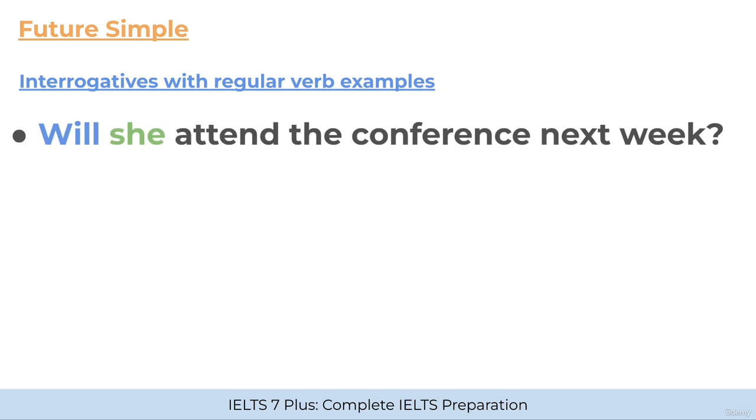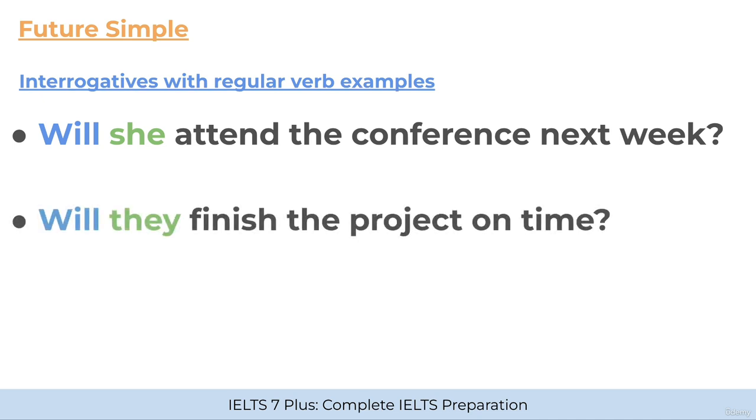Examples now. Will she attend the conference next week? There we go. So we've swapped around will and she. If you wanted to go back to just an affirmative sentence, no question, what should we do? Well, we simply invert them back. So you would say she will attend the conference next week. So it's a very simple swap here.